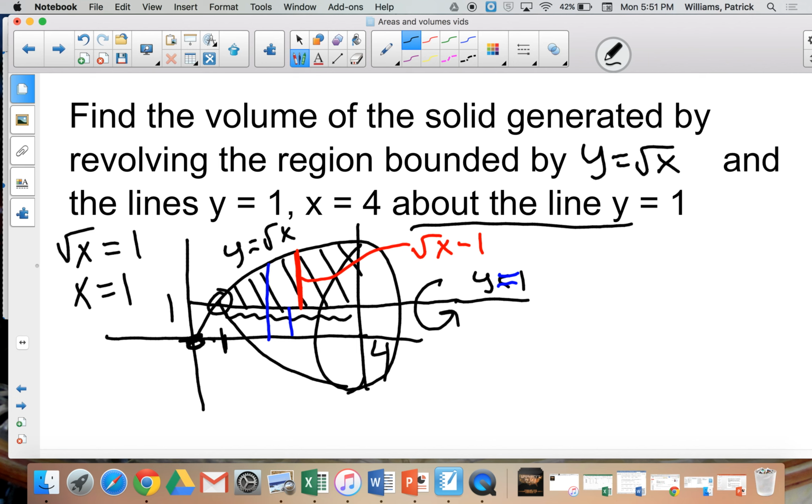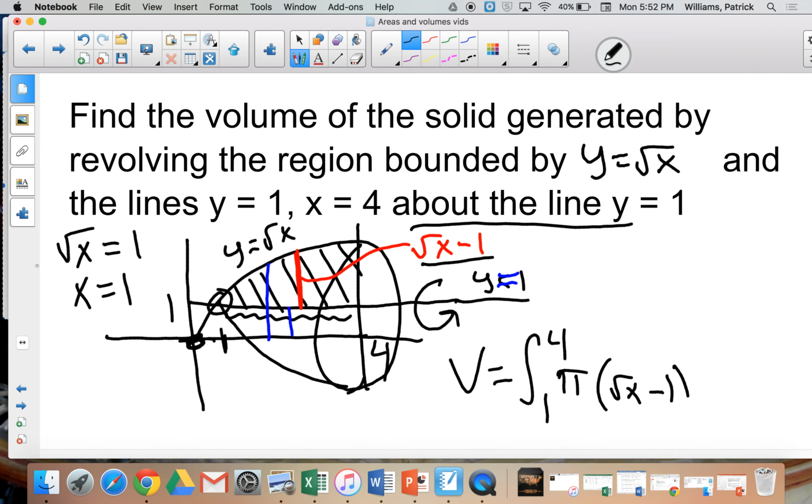We have our radius function, which is this right there. We know we're using a disk method. The last thing I didn't talk about is that we're rotating about the line y equals 1. That is a line parallel to the x-axis, so we know we're going to be using dx and not dy. So therefore, this volume would be the integral from 1 to 4 of pi times our radius function, which is square root of x minus 1, squared, dx.